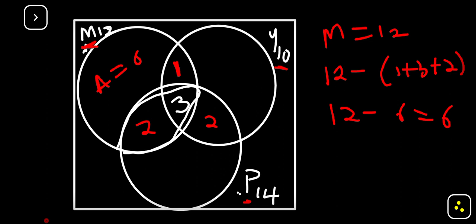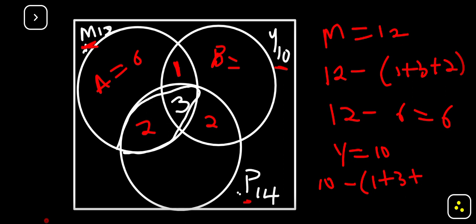The same thing we're going to do for yam. Yam is 10. All right, and we're going to remove the ones that are attached to maize and plantain, but are also in yam, for us to be able to get the value for only yam. So we'll say B here. We need to know that. So we're going to have 10 minus 1 plus 3 plus 2. Now take note of the parts we're subtracting here, the ones attached to maize and plantain. We have to remove it for us to get only those that sell yam. So this will be 10 minus 6, and this is 4. So we're going to have 4 people selling only yam.